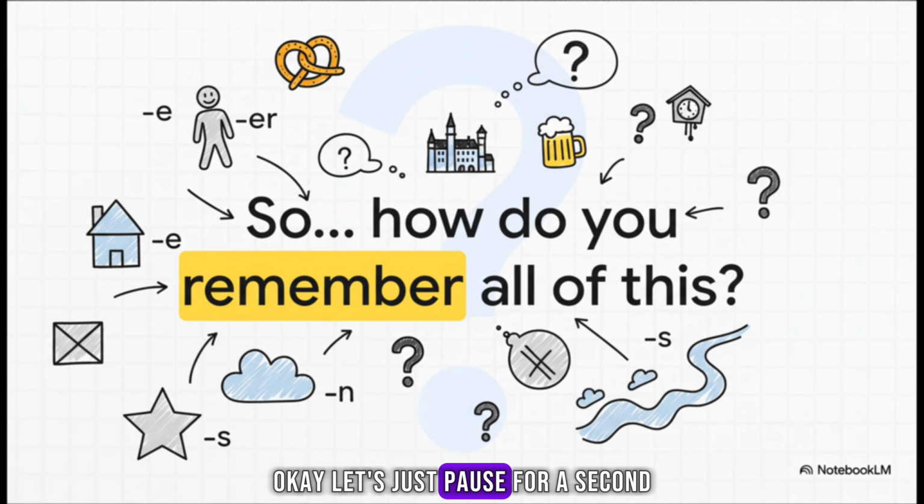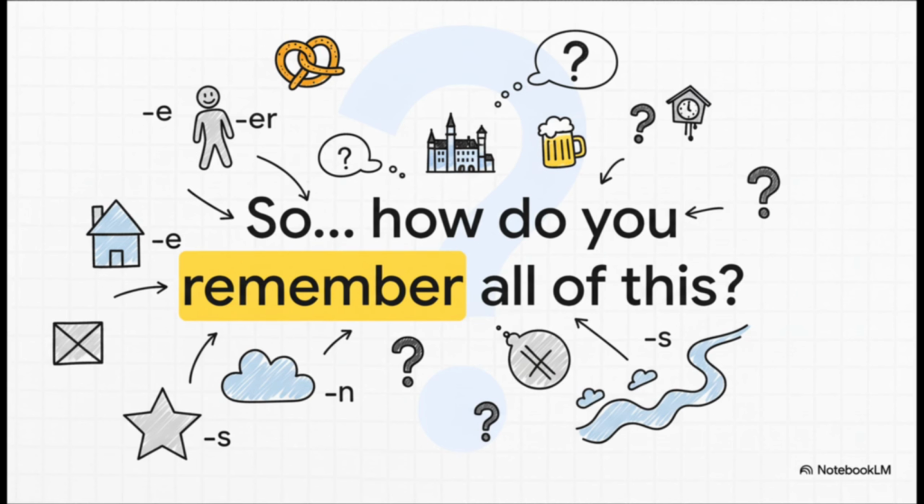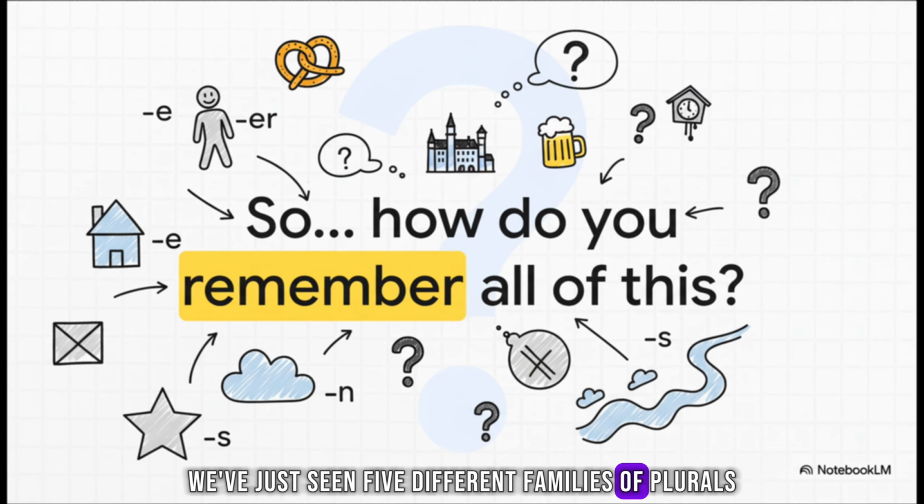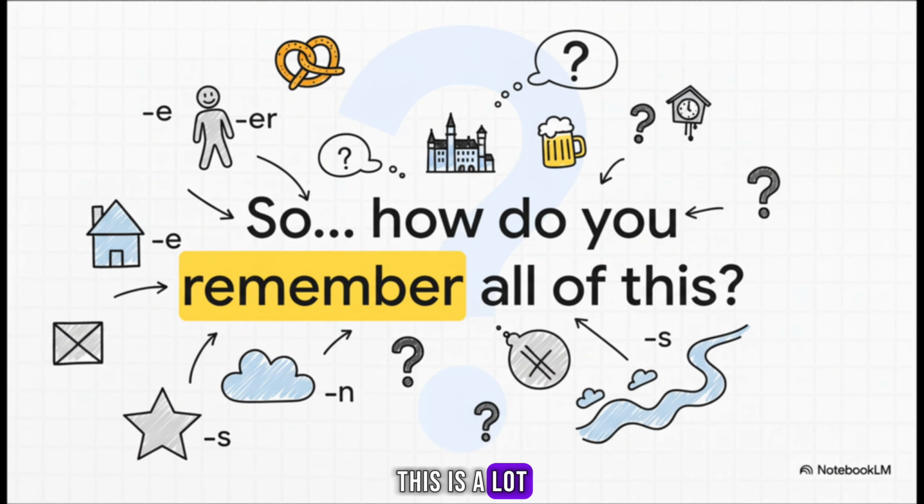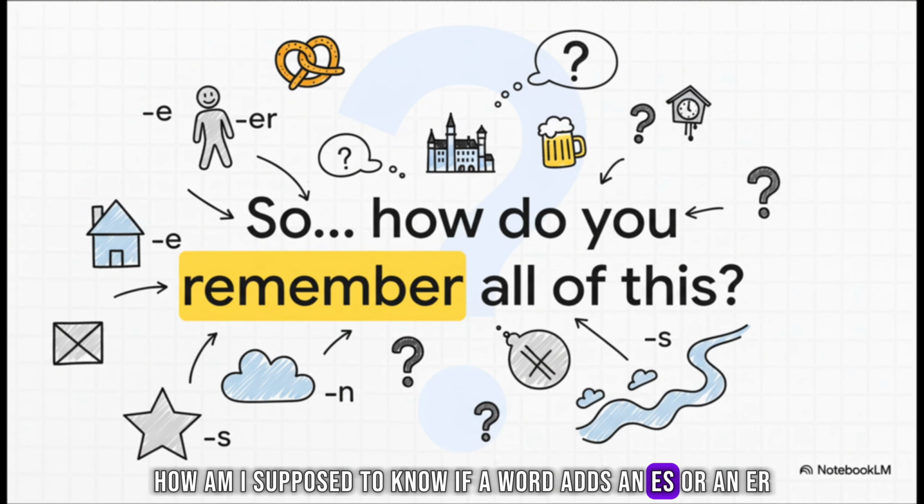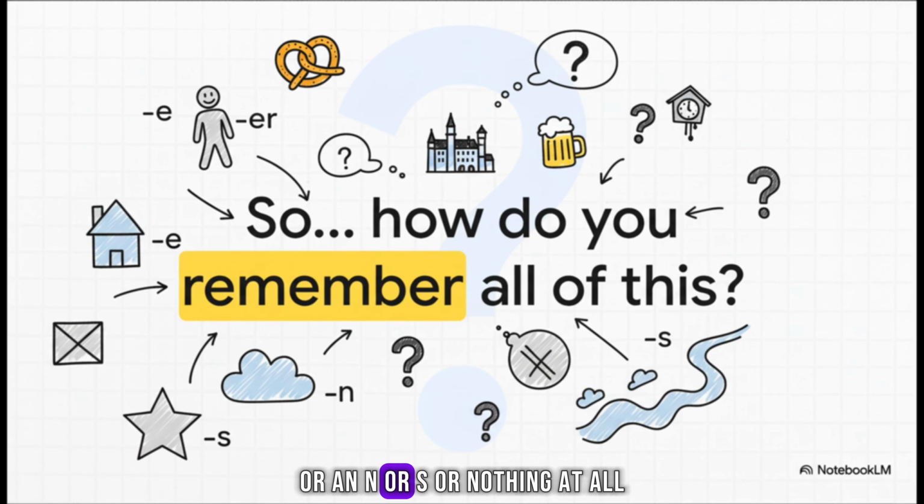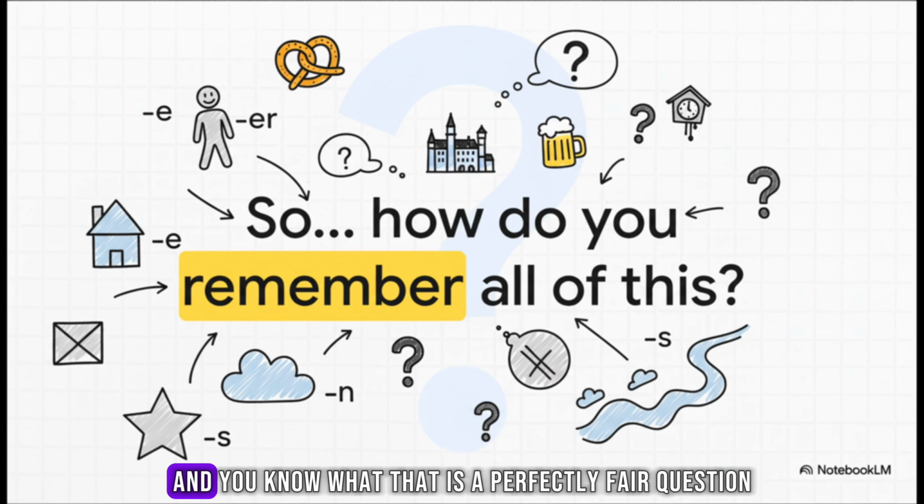Okay, let's just pause for a second. Deep breath. We've just seen 5 different families of plurals. And you're probably thinking, whoa, this is a lot. How am I supposed to know if a word adds an -es or an -er or an -n or -s or nothing at all? And you know what? That is a perfectly fair question.